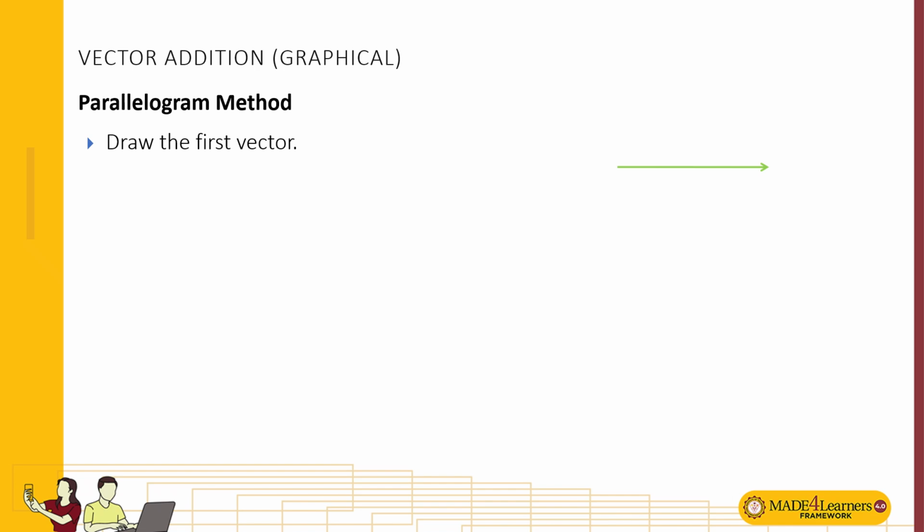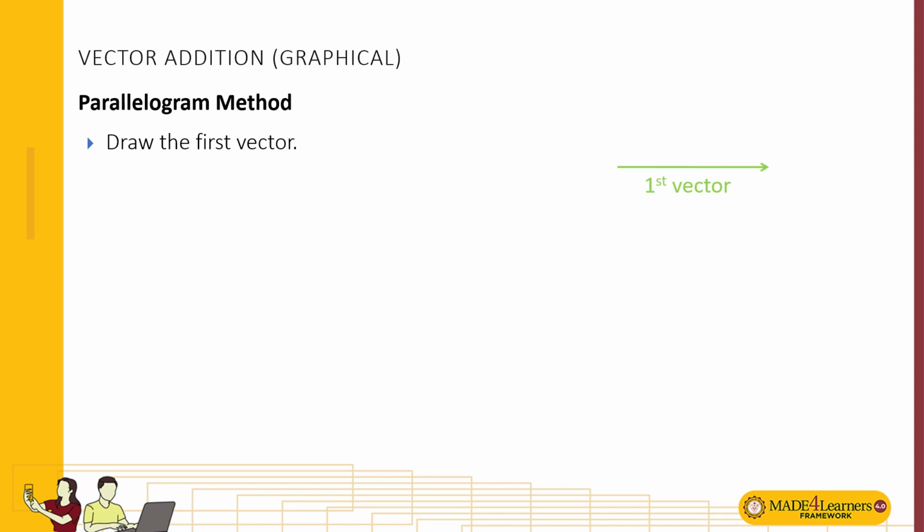Okay, so for example, it's this green arrow going to the right. We use a ruler to determine how long our arrow is. So we select a scale. For example, if you're dealing with forces, let's say 10 newtons, you'll assign 1 centimeter for every newton of force. So you'll draw a 10 centimeter long arrow to represent that 10 newton force. And for the angle, the direction, use a protractor.